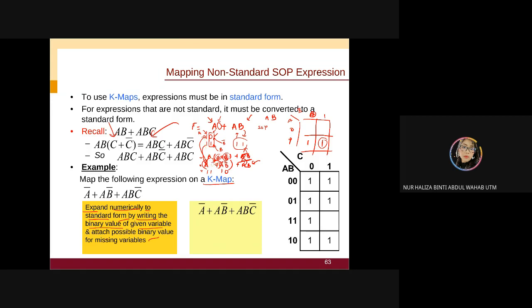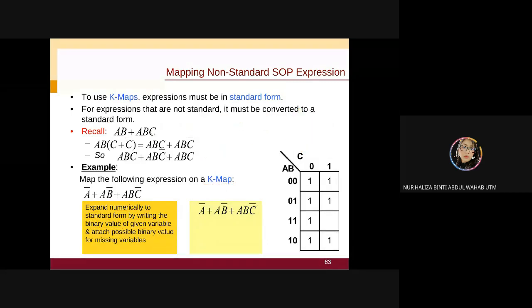So that's why, without doing the standardization for this part, you're going to bring this A to the bottom. And what is the missing variable? B is missing. So what is the possibility for B? It's going to be either 0 or 1, but my A will be fixed. So I'm going to have 1, 0 and 1, 1. And for these values, I'm going to get F equal to 1.